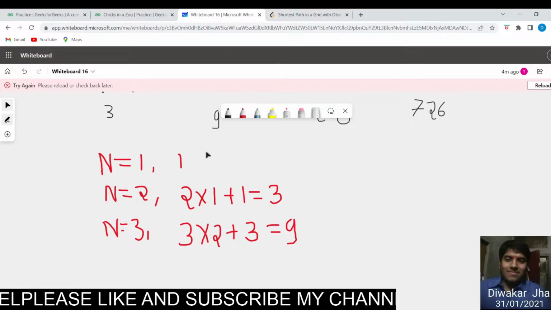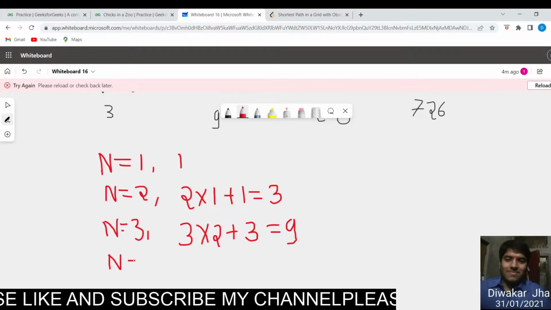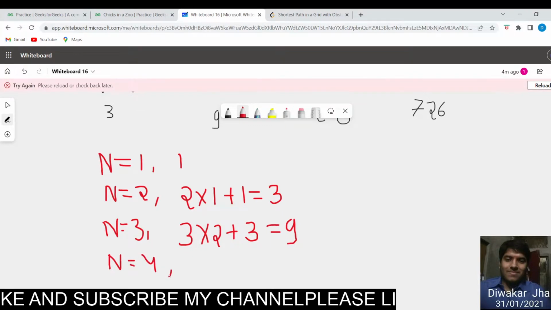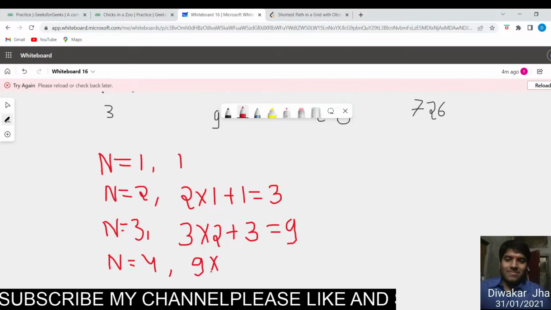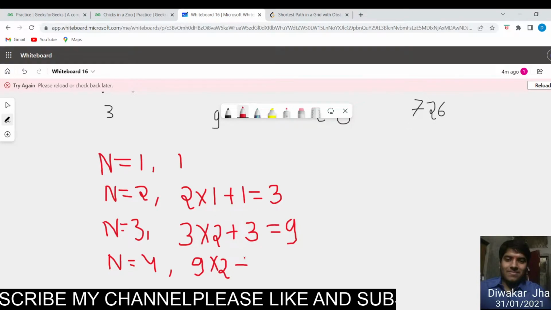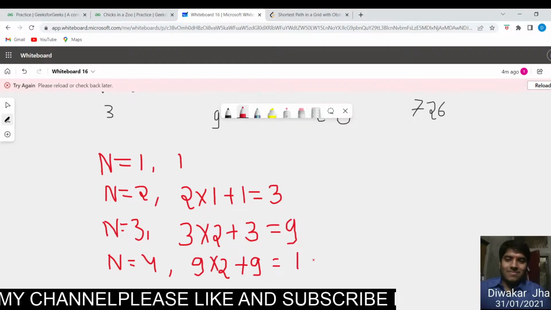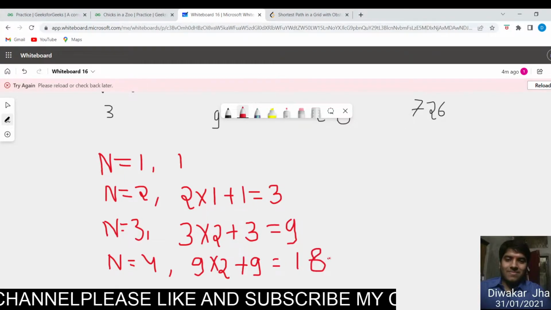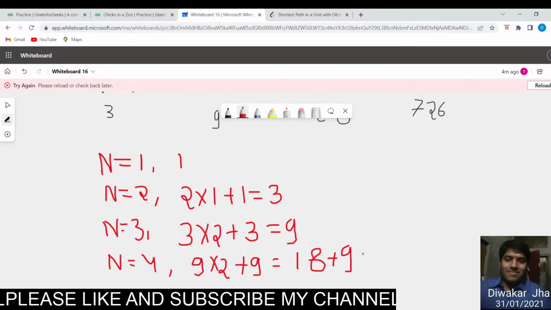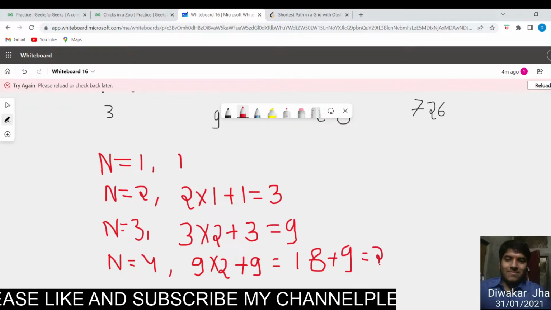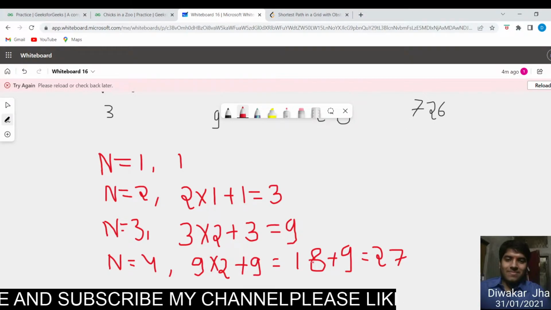On day 4, please read carefully. The 9 chicks will produce 2 more chicks for every chick, added to the previous 9. So 9 times 2 is 18, and 18 plus 9 is 27. On day 4, there are 27 chicks available.